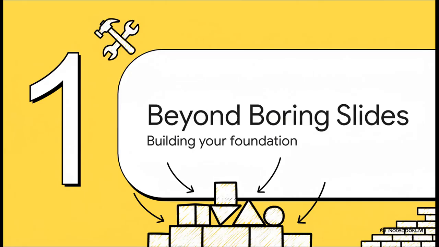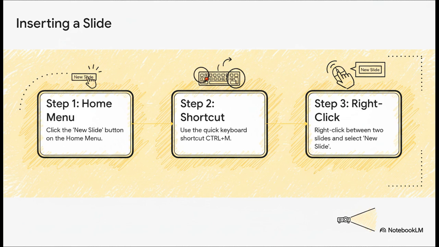Okay, first things first. We've got to get the absolute basics down. Build a solid foundation before we get to the fun stuff. So it all starts with a blank slate, right? A new slide. And PowerPoint gives you like 3 super easy ways to do it. You can click the button on the home menu, use the keyboard shortcut, that's Control+M, or just right-click between 2 slides and boom, new slide.